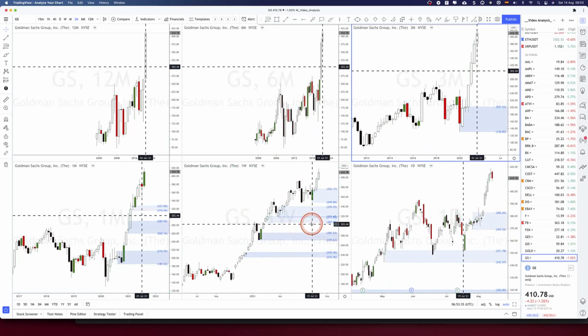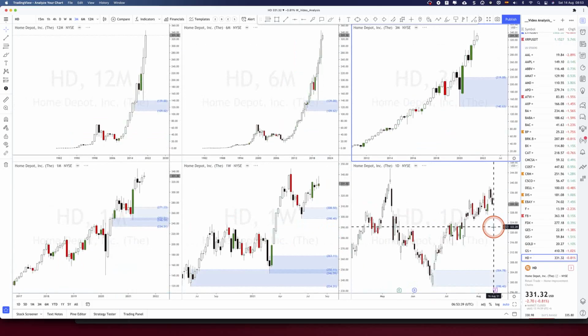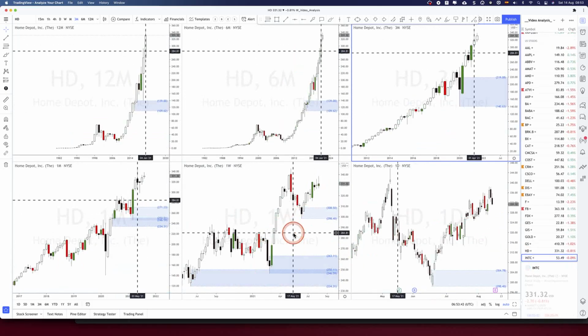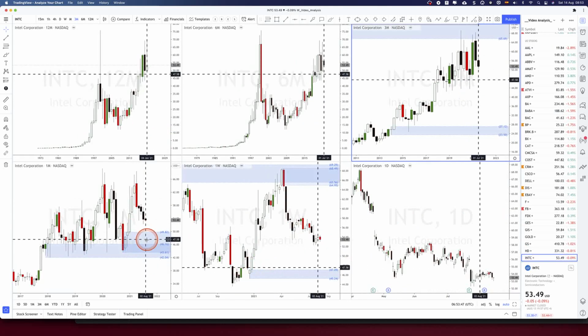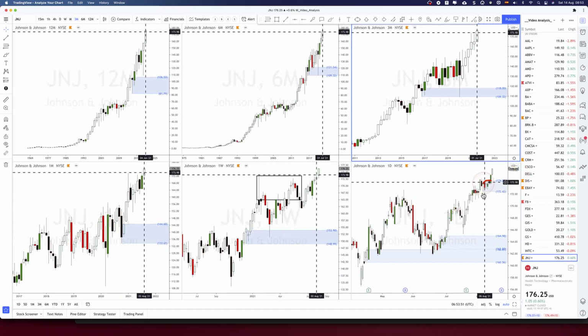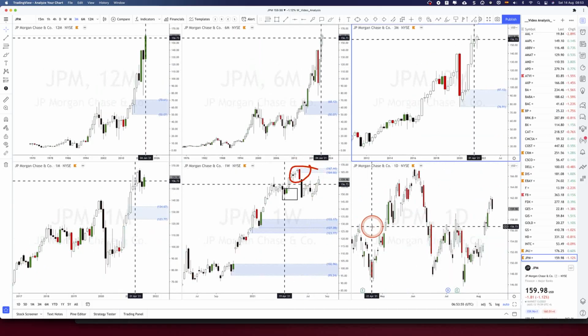Goldman Sachs broke all-time highs, new demand levels on the weekly and the daily, long bias. Home Depot didn't retrace to these levels, long bias. Intel trying to reach the weekly and monthly demand levels, right now doing nothing. Johnson & Johnson broke all-time highs, new area of demand being created on the daily. JP Morgan expecting elimination of that weekly area of supply.